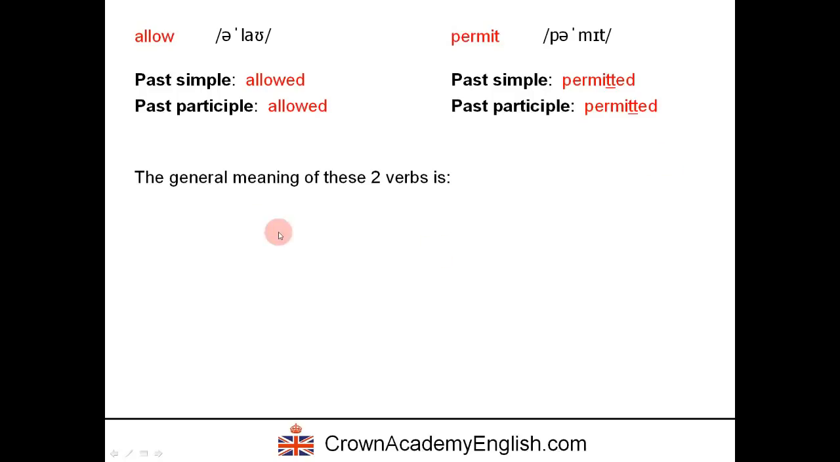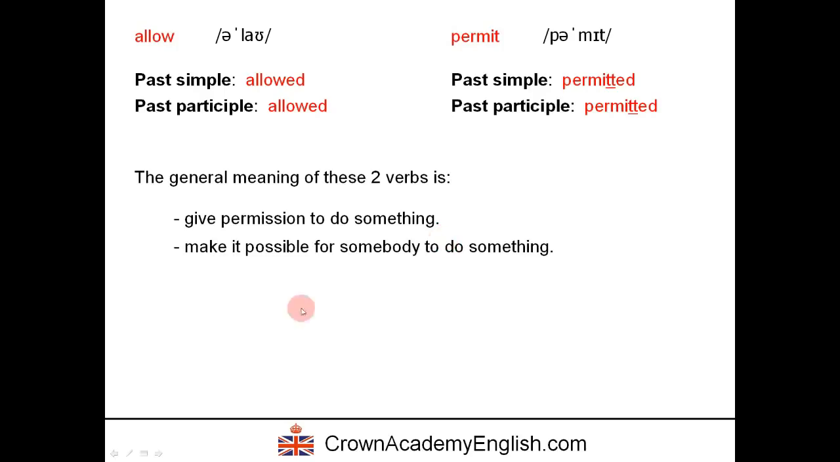So, what is the meaning? Well, the general meaning of these 2 verbs is meaning 1, give permission to do something. Okay, so to give the authorization to do something. Okay, so in other words, to say yes, you can do that. Okay, the second meaning is to make it possible for somebody to do something. Okay, so to make it possible for something to happen, to facilitate an action. Okay, so it's 2 distinct meanings.